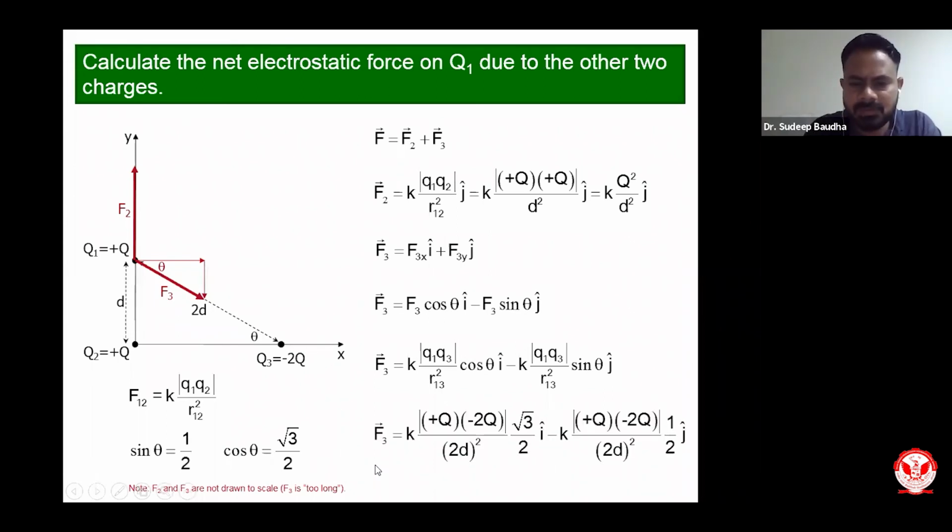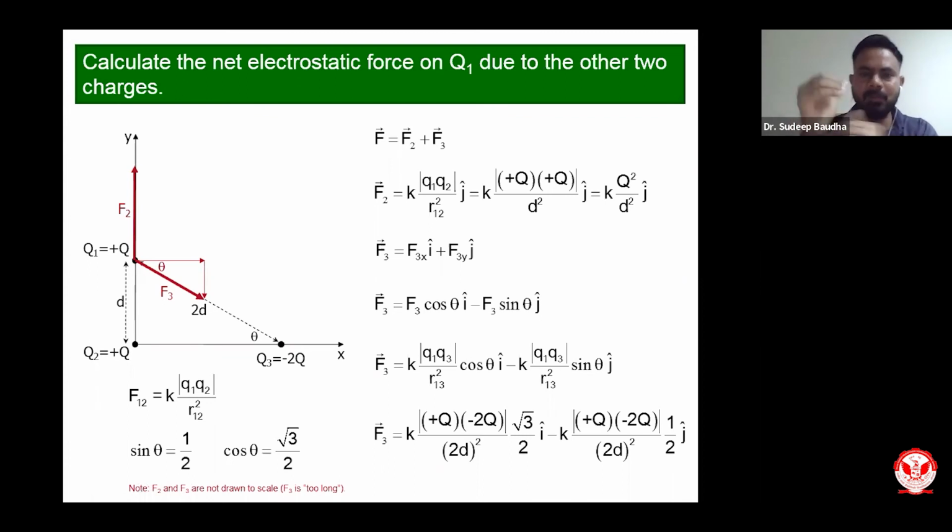So you got this. I will write F3 in terms of sin theta and cos theta. I have the values of the charges and the value of the distance. So F3 we will get as K times Q1, which is plus Q, times Q3, which is minus 2Q, upon 2D square, with cos theta as root 3 by 2 and sin theta as 1 by 2. So it becomes plus Q minus 2Q upon 2D square.